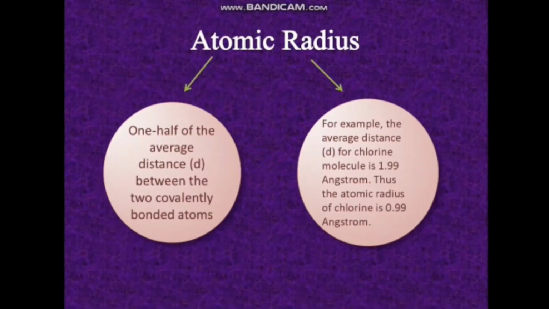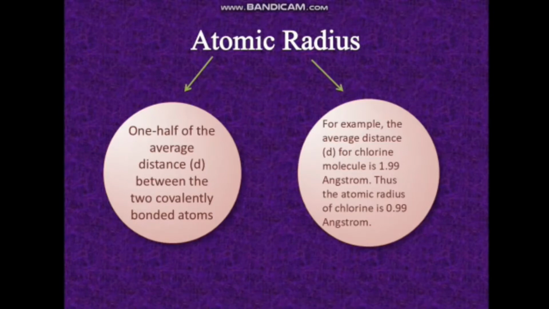What is atomic radius? Atomic radius is one-half of the average distance between the two covalently bonded atoms. For example, the average distance for chlorine molecule is 1.99 angstrom. Thus, the atomic radius of chlorine is 0.99 angstrom.